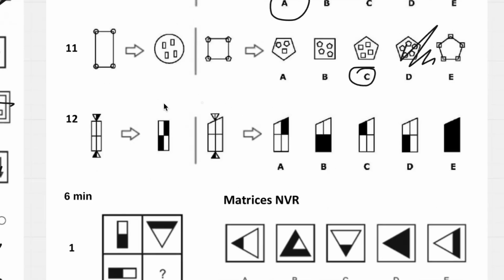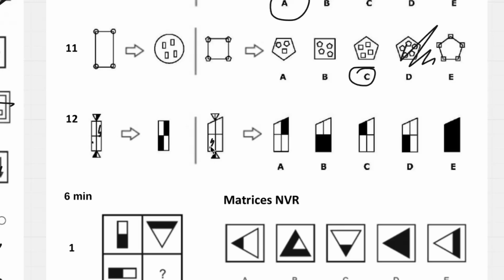Question number 12, this rectangle is going to stay the same, so we only have this pentagon, we're going to shade in these quarters over here, which means we have to match, if we have 1, 2, 3, 4 quarters in total, that means we only have one quarter in total shaded. That's going to be this one and that one.